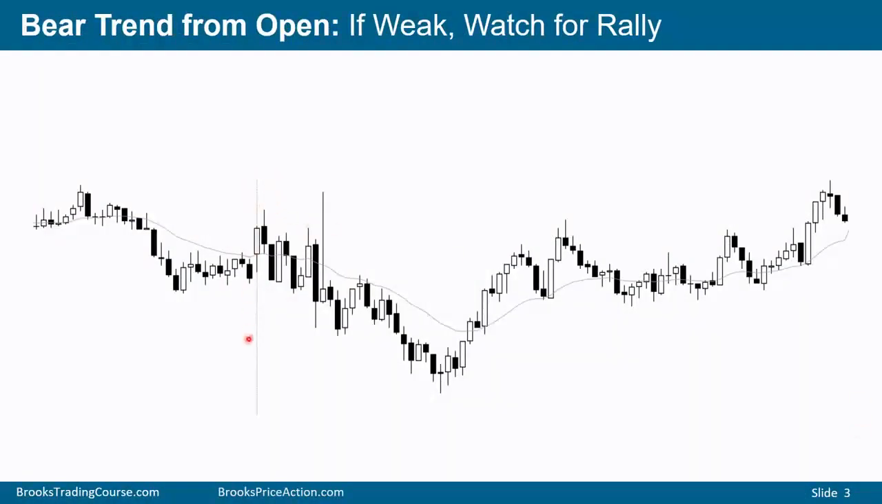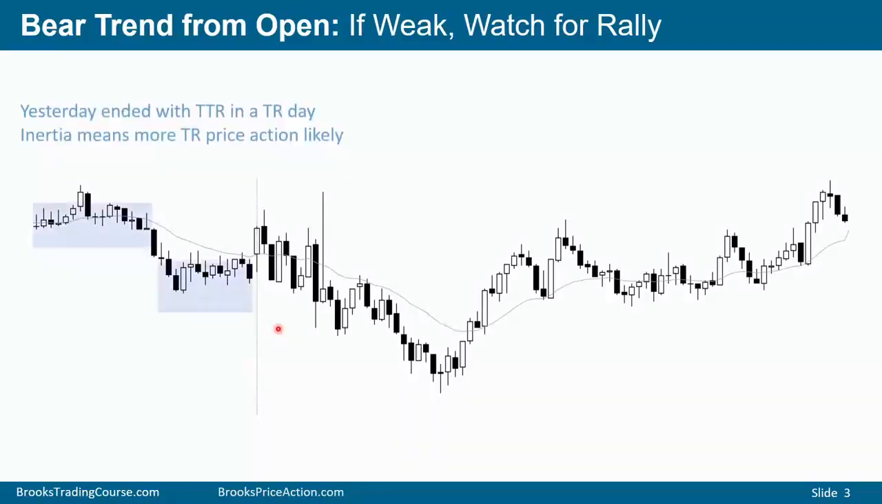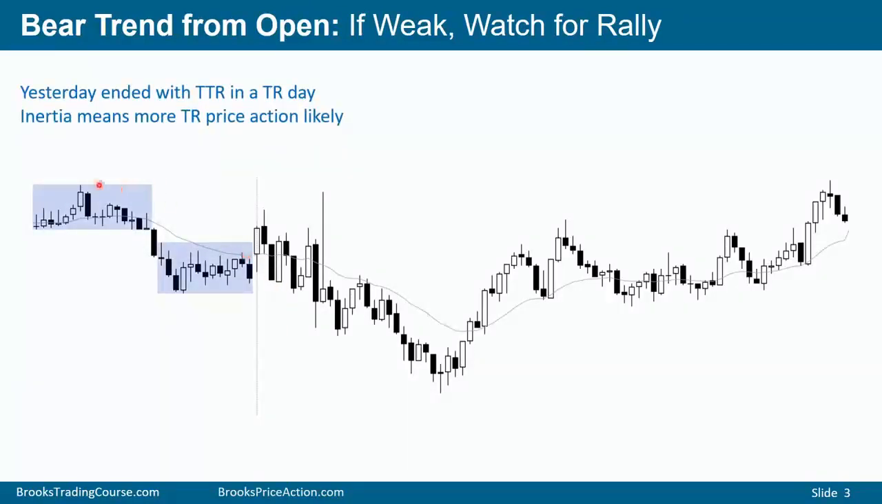This line is the open of the day. I always look to the left, and you can see yesterday the market was in a tight trading range here and again here. That tells me that today probably will have a lot of trading range price action. We have a reversal up, reversal down, reversal up, down, up, and today is beginning in a way that is similar to that. Markets have inertia. They tend to continue what they're doing, and on today's open, we're continuing all of the reversals and tight trading range trading of yesterday.